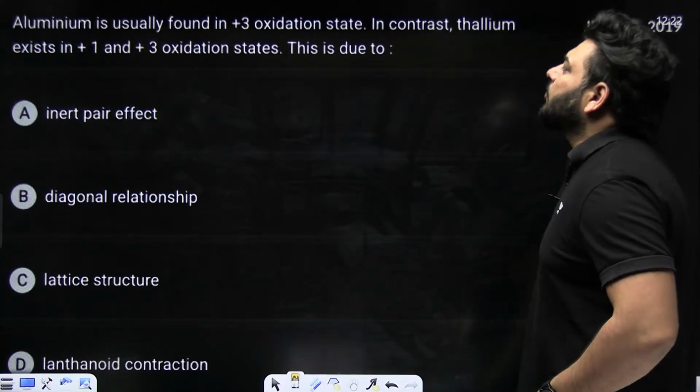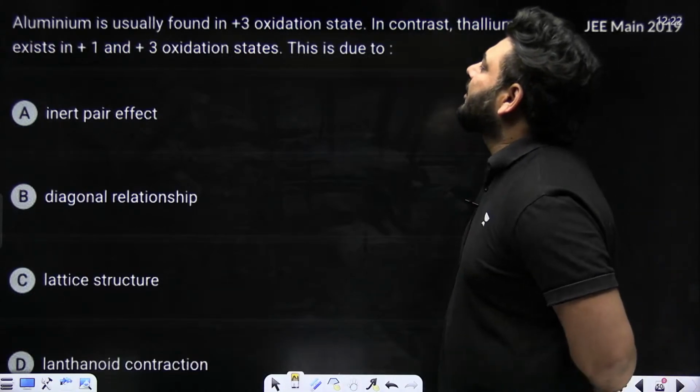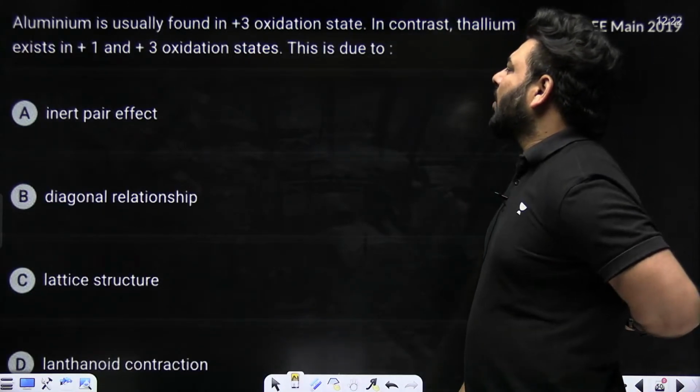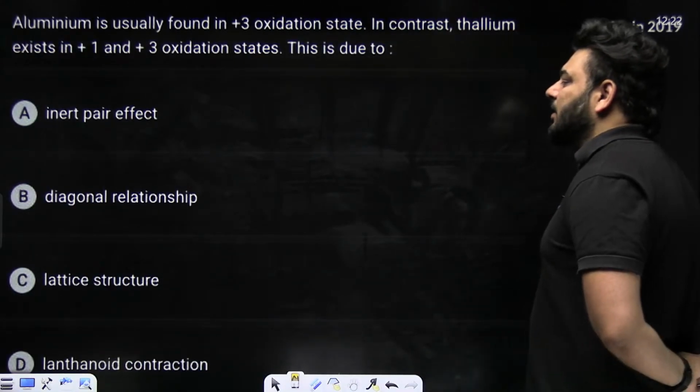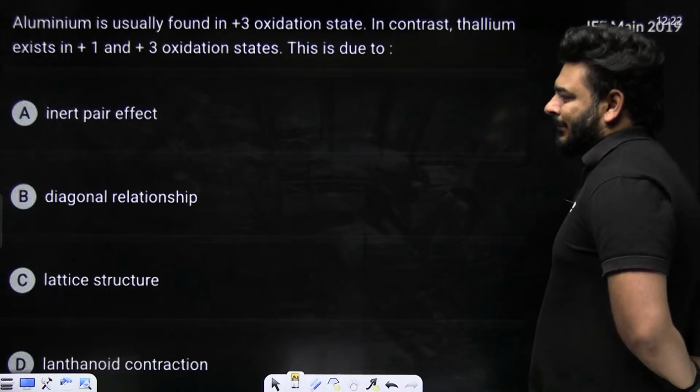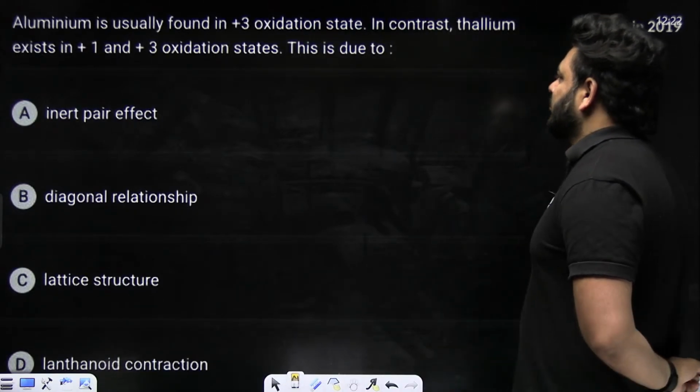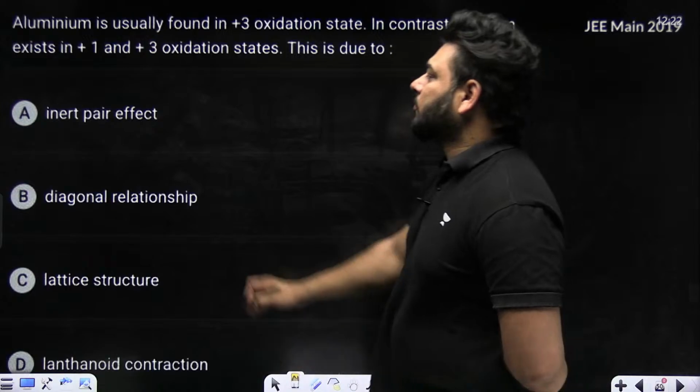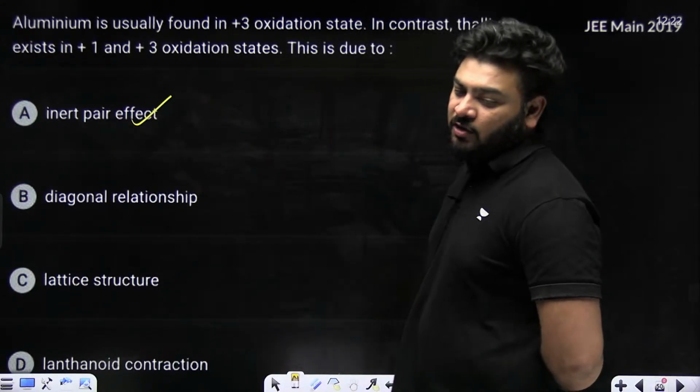Aluminum is usually found in the +3 oxidation state. In contrast, thallium exists in +1 and +3. And why is it so? Because in thallium, the inert pair effect works because of the poor shielding of the d subshell.